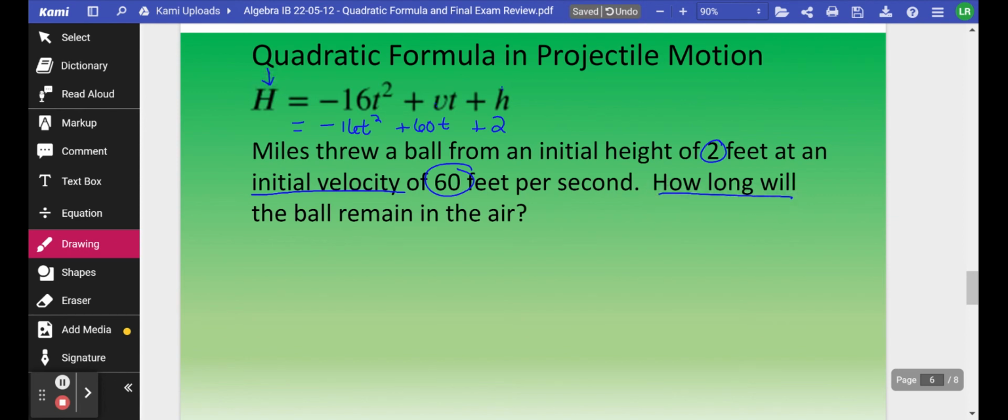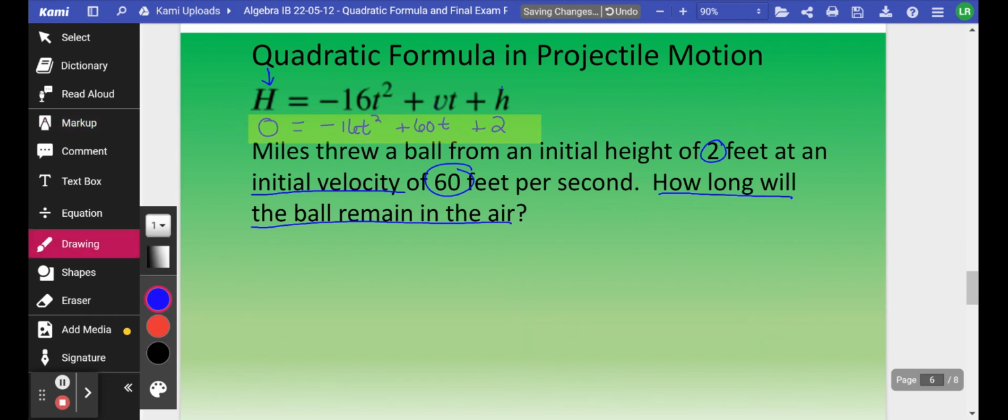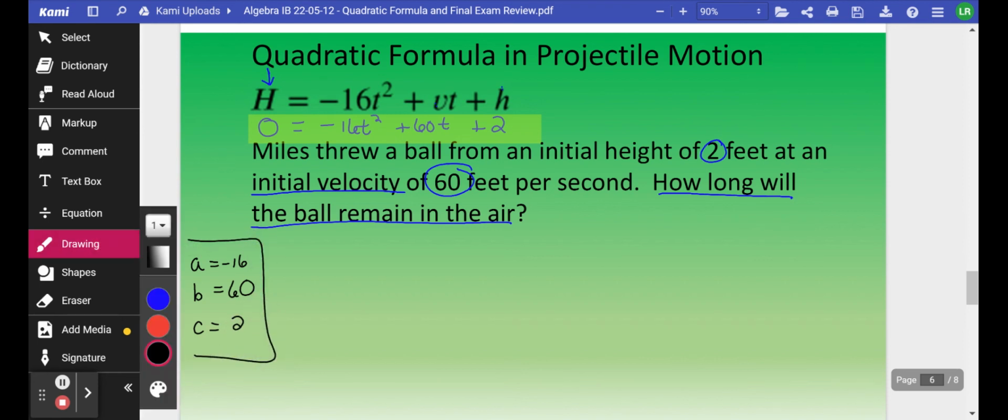So I got to read this sentence. How long will the ball remain in the air? Well, I have to remember, it's going to remain in the air until it hits the ground. And the height of the ground is 0. So this is the equation that we're dealing with in this particular problem. It is already equal to 0. So we can write down our A, B, and C. A is negative 16. B is 60. And C is 2. A, B, C. Easy as 1, 2, 3.